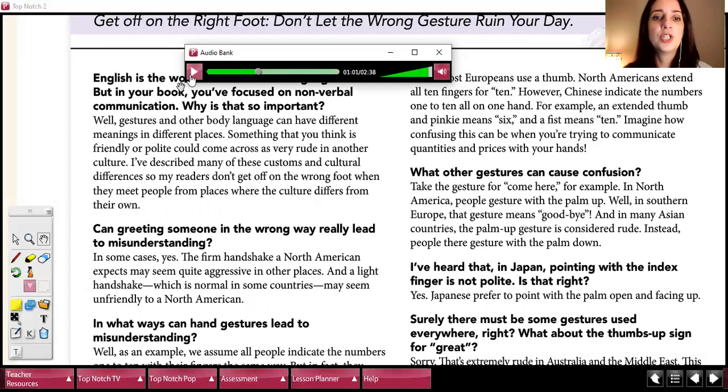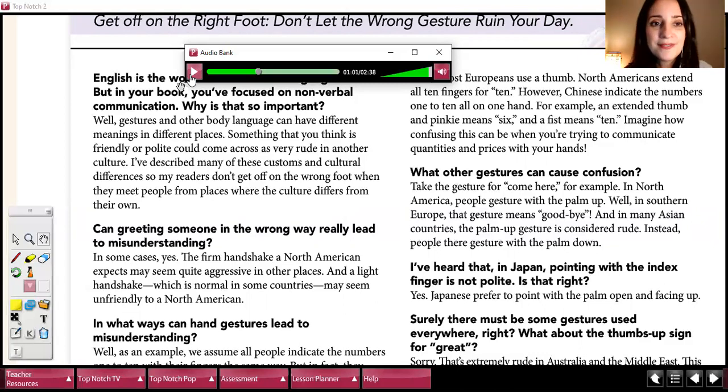The firm handshake a North American expects may seem quite aggressive in other places. Quite, tanto quanto, é pouquinho menos que very, okay? Quite aggressive. And the light handshake, which is normal in some countries, may seem unfriendly to a North American. So North American people expect that you give him or her a firm handshake. So you can come across a little different if you give them a light handshake, okay? So it can lead to misunderstanding, right?